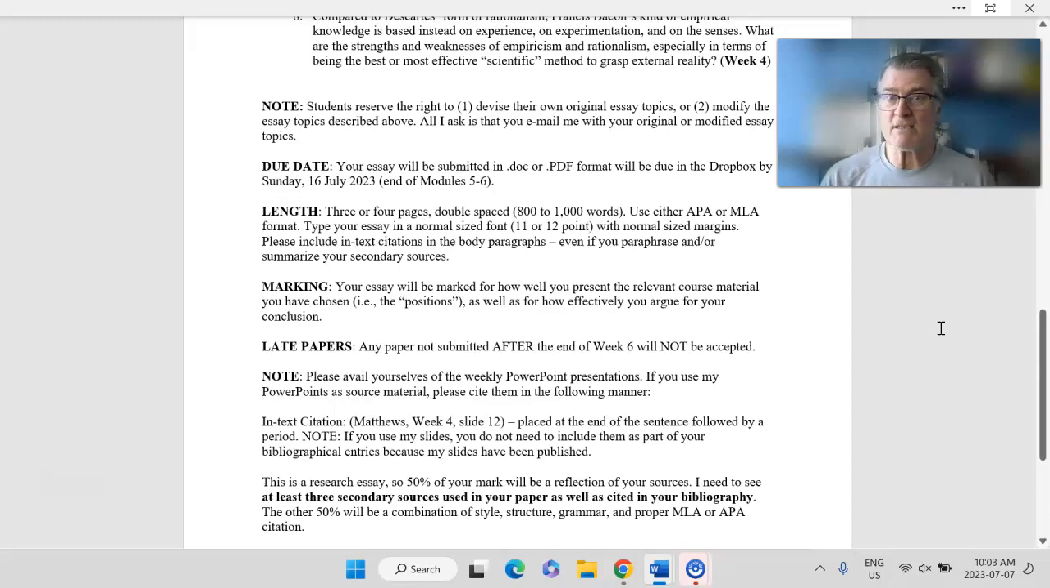Now, if you use other text, secondary sources, other PDFs that have been published, those you definitely need to put in your bibliography at the end. So it's a research paper. 50% of the mark will be a reflection of your sources and how you use them. And I need to see at least three secondary sources used in your paper, as well as cited in your bibliography. Now, if you use 3 sources and my slides, then I expect to see the 3 sources in the bibliography, but not my slides. Again, because they have not been published.